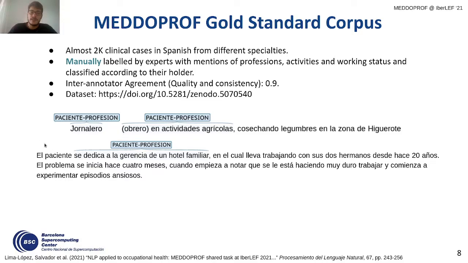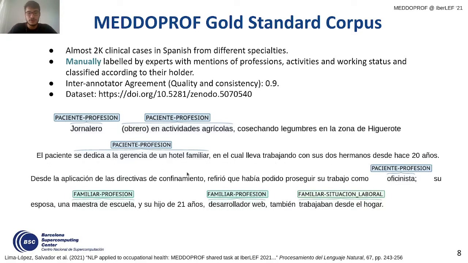And an interesting detail is that these cases include information, not all of them, but many of them include some information about the problems that I described at the beginning of the presentation, such as mental health issues or exposure to substances. For instance, this case is about a patient who has anxiety problems and it's affecting their work.